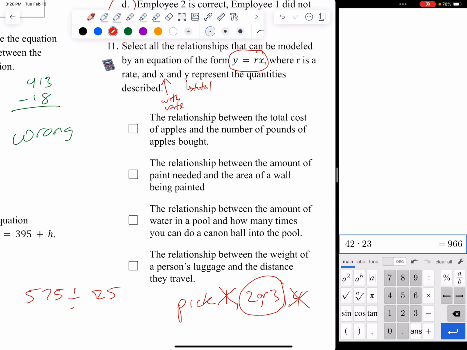What's the relationship between the total cost of apples and the number of pounds of apples bought? So my total cost equals the number of pounds and how much it costs per pound. You see the language here. Per pound. Yes. So that one is y equals rx. Next: the ratio between the amount of paint needed and the area of a wall being painted.